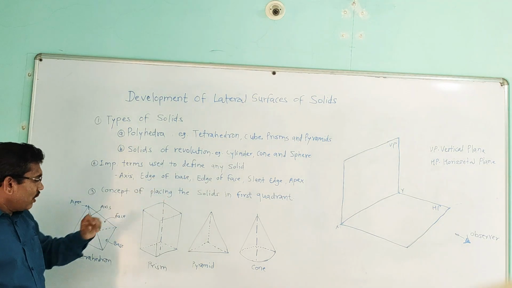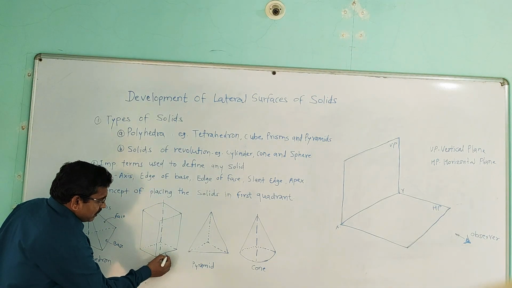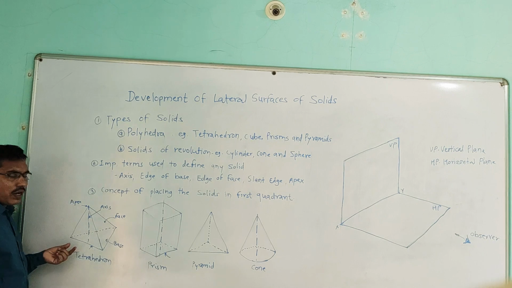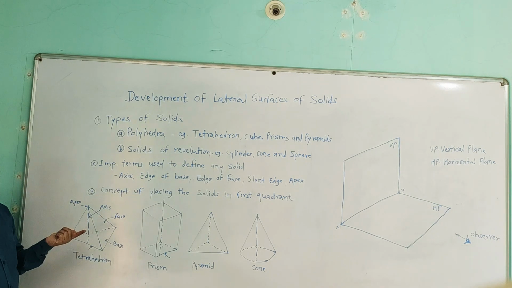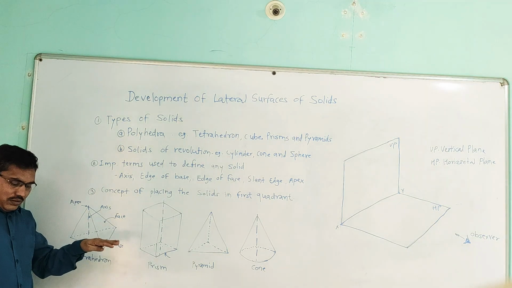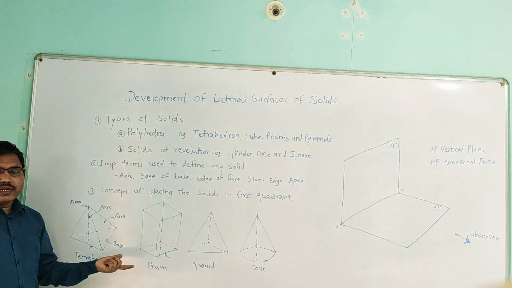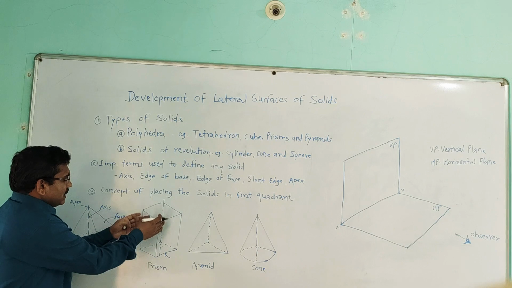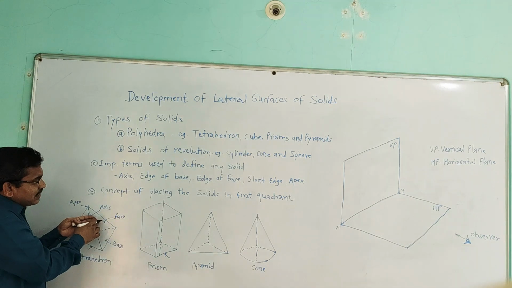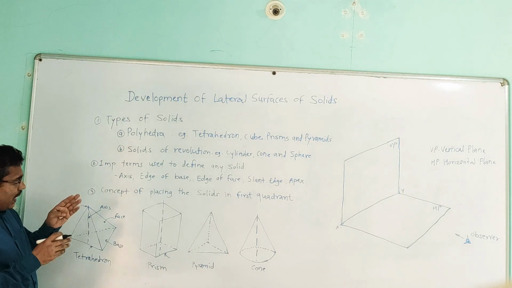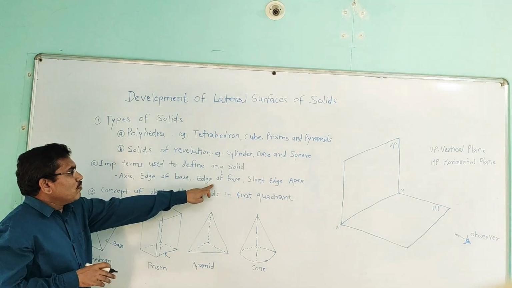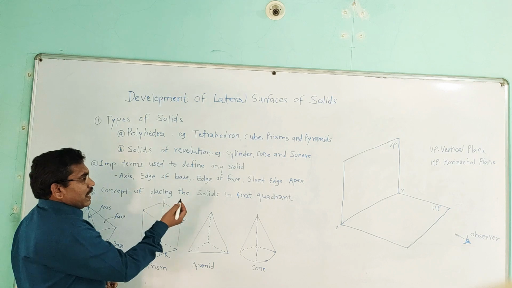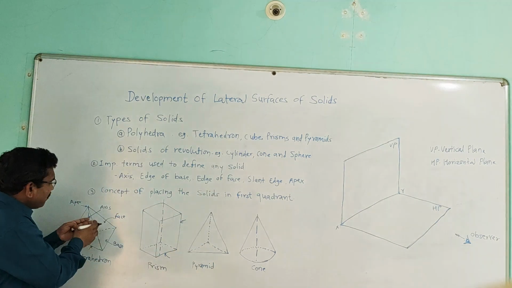Then edge of base. Here, when the solid is resting on this, this is called the edge of base. So edge of base is the edge of the surface on which the solid is resting. Then edge of face. We know that surfaces may be vertical or inclined. Here in this case the surface is inclined, here the surface is vertical, and the edge of that surface is called the edge of face. So this is the edge of face, and this is also the edge of face.